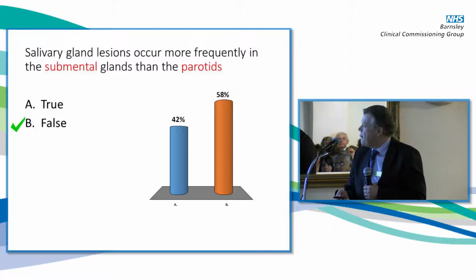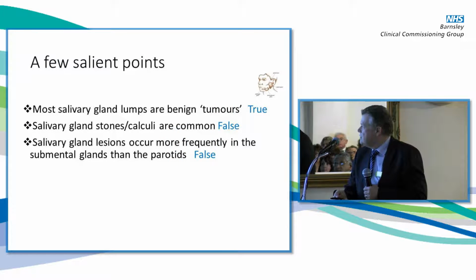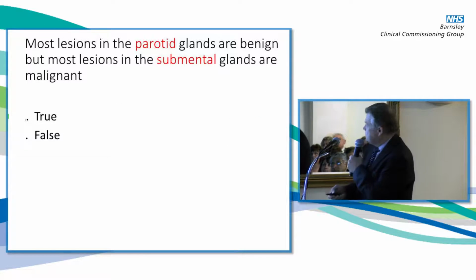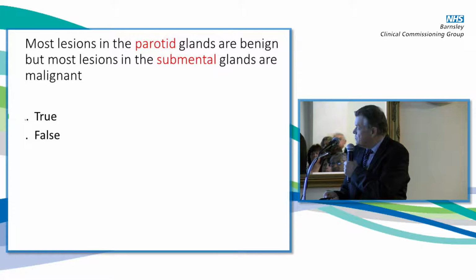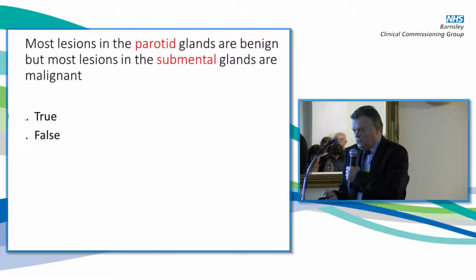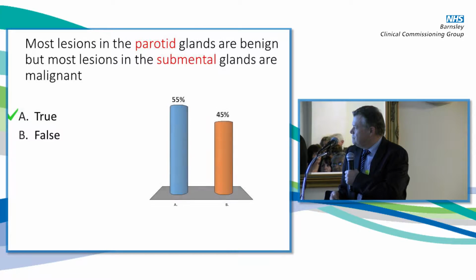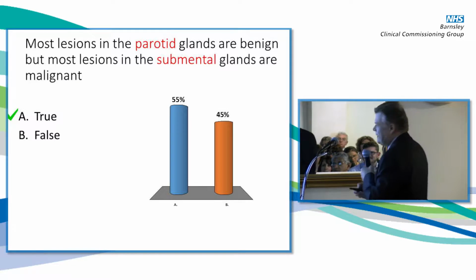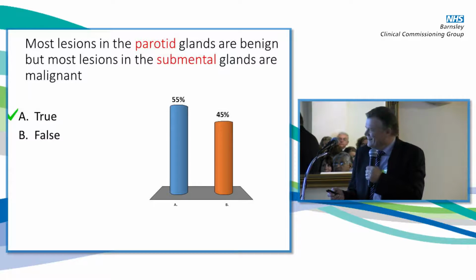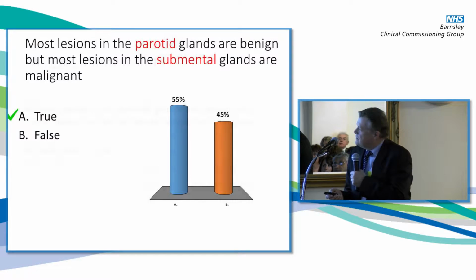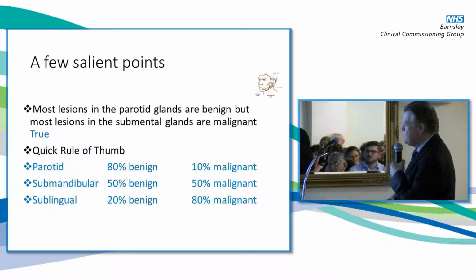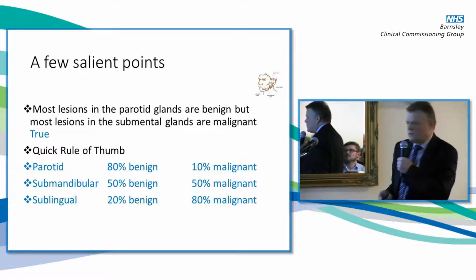Okay. So that's again a little summary. Most lesions in the parotid glands are benign, but most lesions in the submental glands are malignant. True or false? Close one. So, as a quick rule of thumb, for parotid, 80% are benign, 20% malignant.